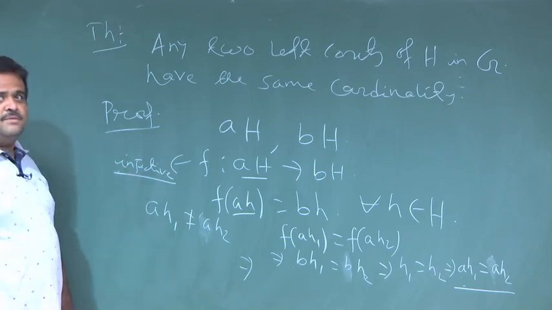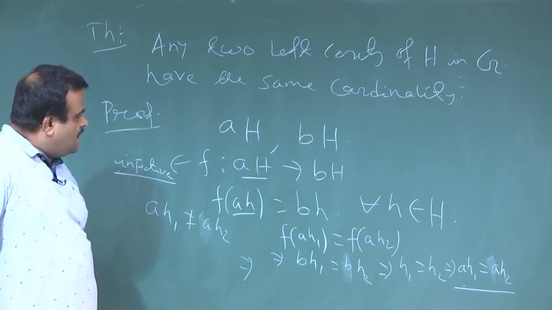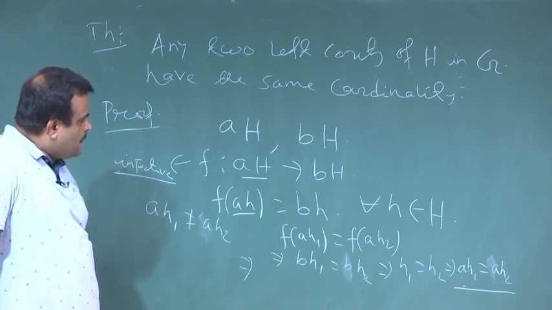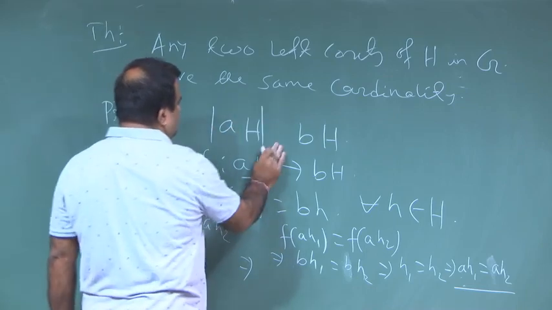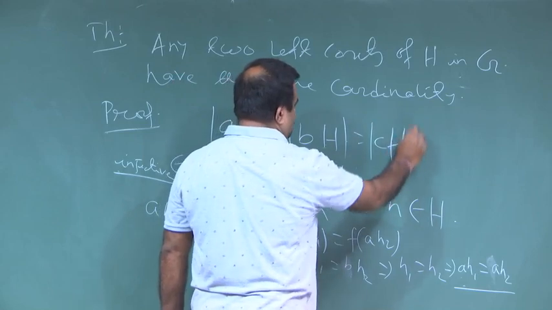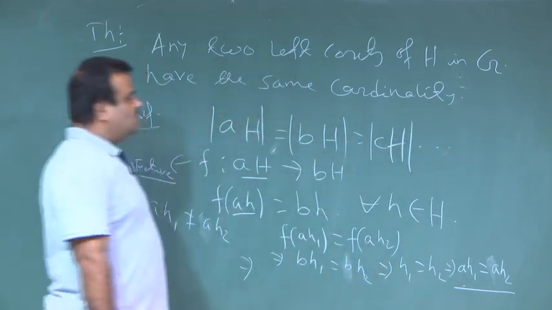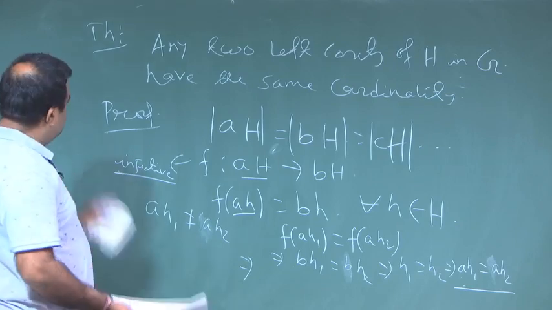So, that means they have the same number of elements in both the left cosets. So, the cardinality of this is the same as the cardinality of this, which is the same as the cardinality of some other left coset like this. So, all the left cosets have the same number of elements in them.